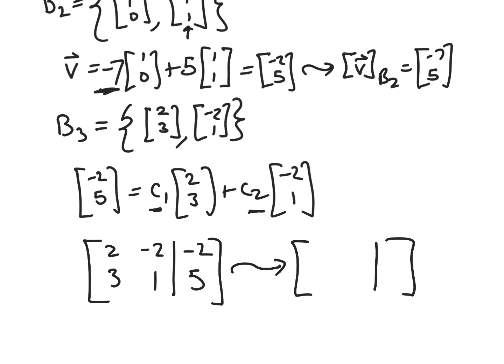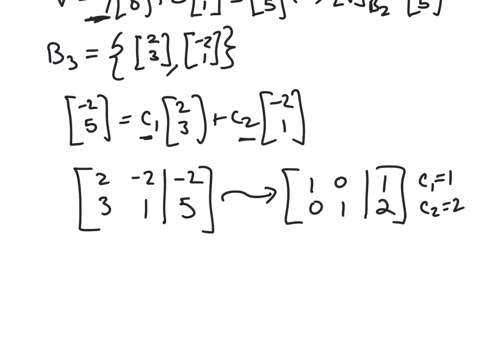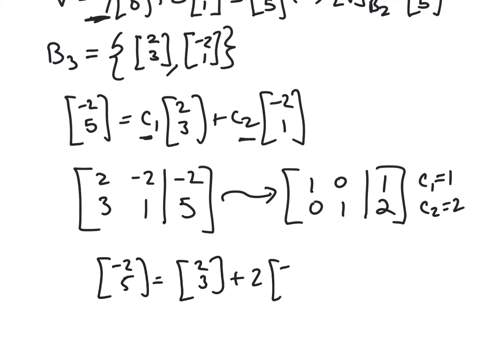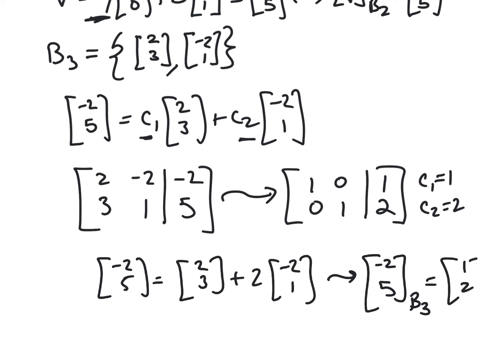And if you trust my handy dandy row echelon calculator, we end up getting this reduced form. And so c1 is going to be 1 and c2 equals 2. Let's just check that that actually works, right? So negative 2, 5 is, well, just 2, 3 plus 2 times negative 2, 1. And so we get 2 minus 4, that's negative 2. 3 plus 2 is 5. Yeah, so this checks out. And thus, my coordinate vector, right, so my negative 2, 5 in my third basis is going to be 1, 2.